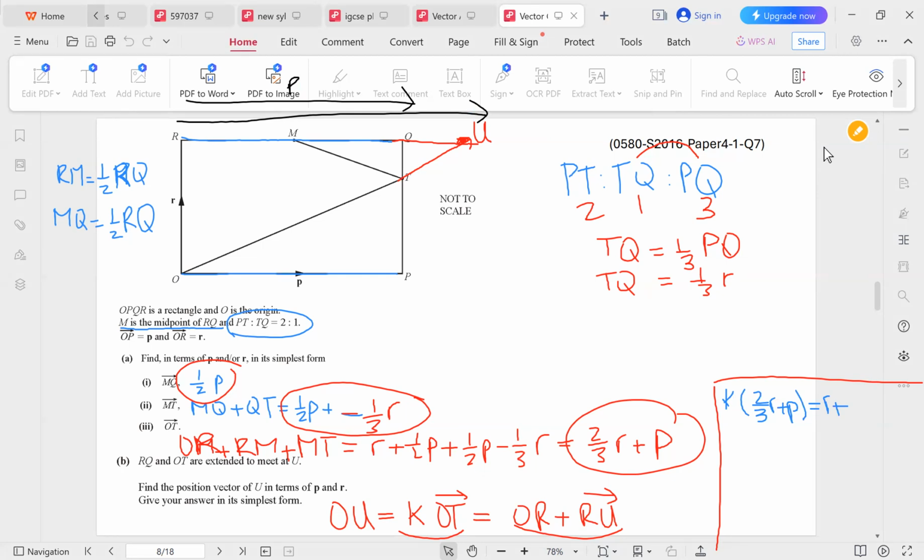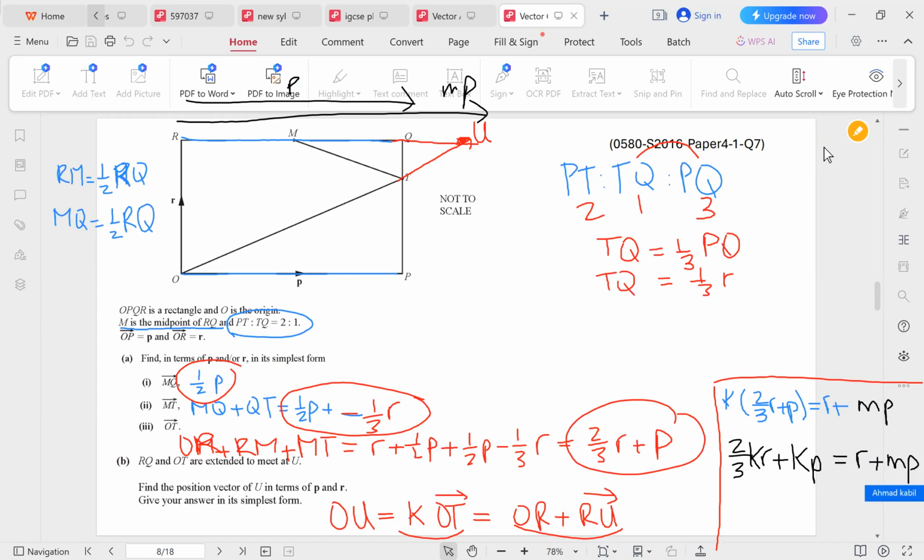We will not use the same letter, so we won't use K again, but we can use any other letter. Let's say M times P. They are parallel vectors, so it's just a multiple of P. So we're just going to say that RU is simply MP. Now we can expand and we can say that 2 over 3 KR plus KP equals R plus MP.